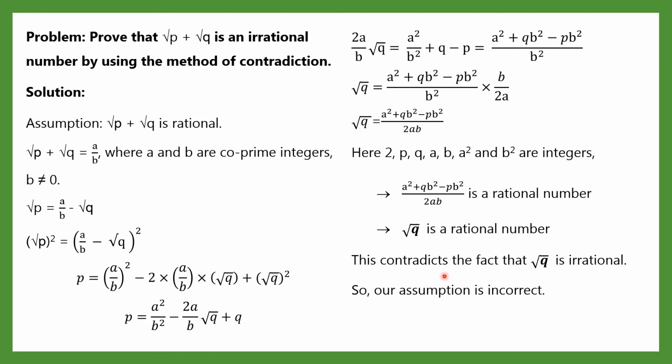This contradicts the fact that root q is irrational. So our assumption is incorrect. What is our assumption? Root p plus root q is rational. Hence root p plus root q is an irrational number. The steps I followed are just similar to the steps which we used in proving root 5 plus root 3 is irrational.